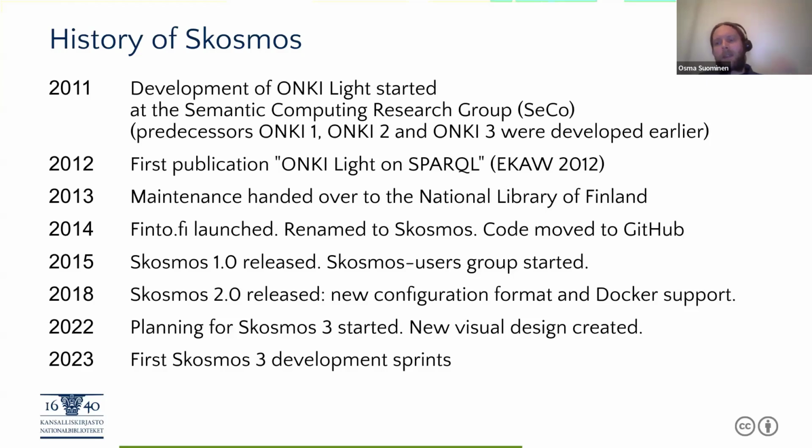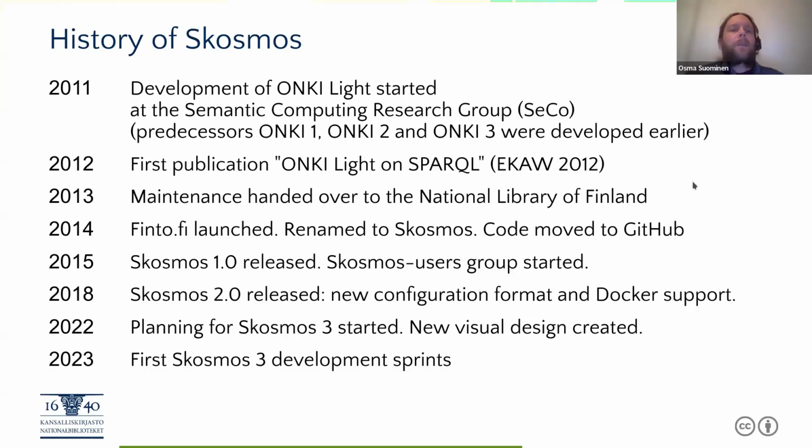But that was like the start of this code base. But at that research group, previously there were some other systems called Onki, versions 1, 2, and 3, that were developed there earlier. So in a way, this was a re-implementation of the ideas behind Onki. And the first publication was 2012. It was called Onki Lite on Sparkle at the ECO conference.